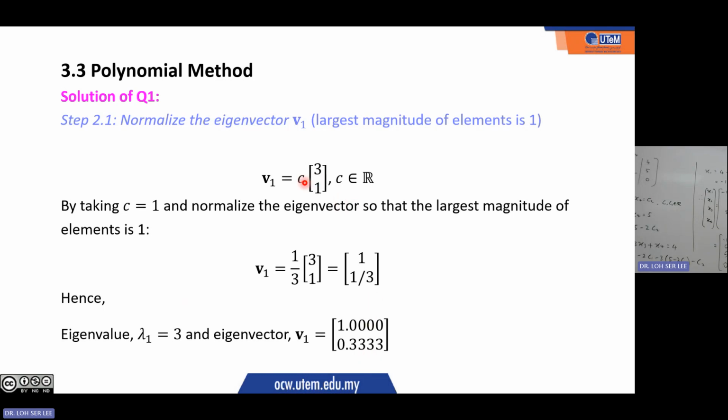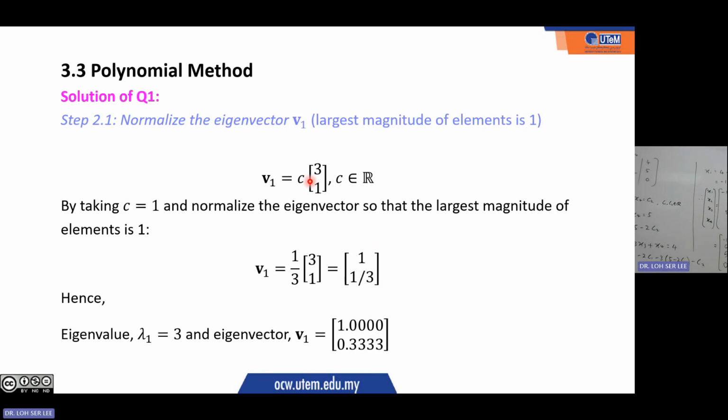Normally we just let C equal 1. You can let C be any value, but after you normalize the vector, you should get a vector with the entries where the largest magnitude is 1. This one you see is more than 1. This is more than 1. After normalization, we expect to get the entries with the largest magnitude of 1. So this is 1, this is less than 1. This is what we want.